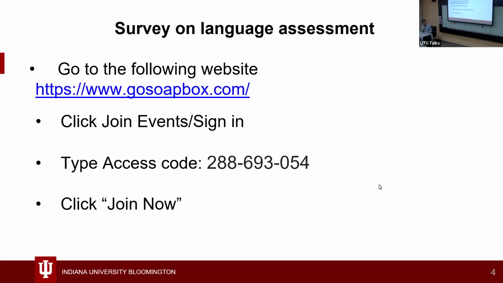Okay, so before I jump on to today's topic, I wanted to make sure that you still have a basic understanding of language assessment that I talked about last week. So please go to this website called www.ghostofbox.com. And when you go there, type this 9-digit access code, 288-693-054. So please go to the box now and type these 9 digits, and you will see there are very short 9 multiple choice questions to make sure that you have some basic understanding of language assessment that I talked about last Sunday.